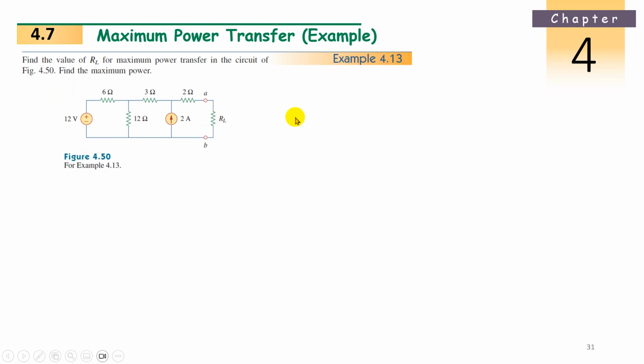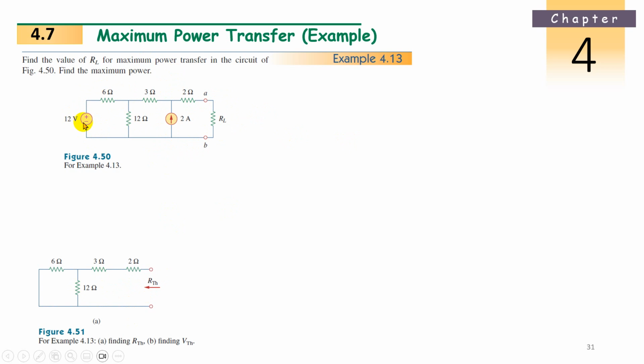So directly, we can't find the maximum power without knowing the V Thevenin and R Thevenin. So just remove the RL and find the V Thevenin and R Thevenin first, then keep the RL and find the maximum power. Now, how to find the R Thevenin? Remove the RL. Looking from the left to right, we have to just solve this circuit.